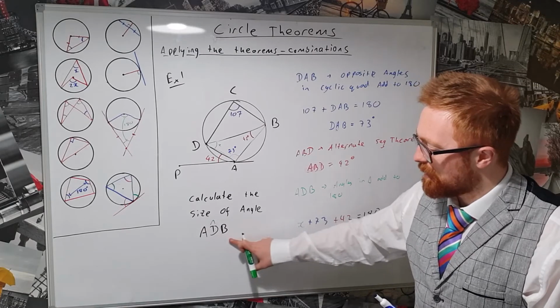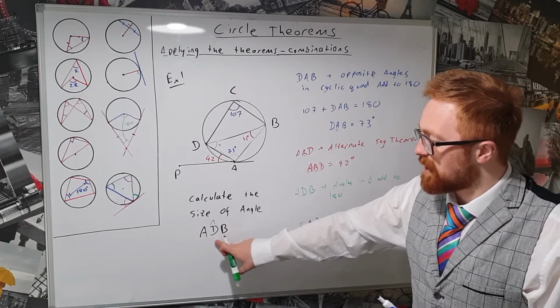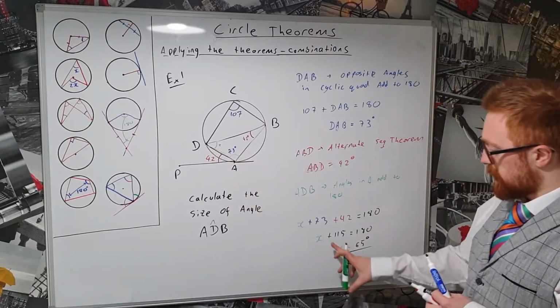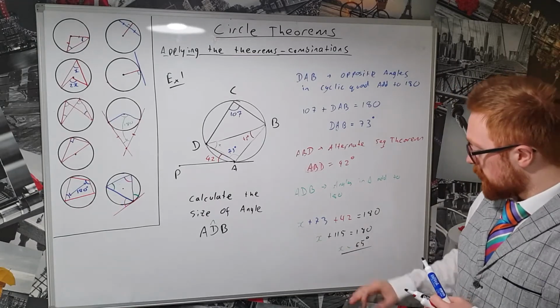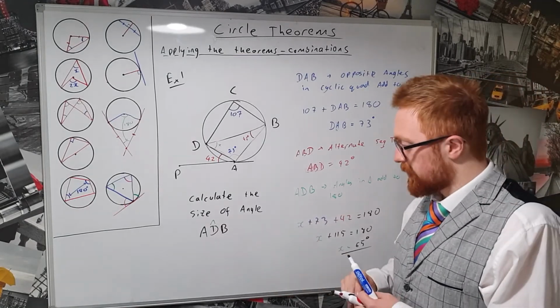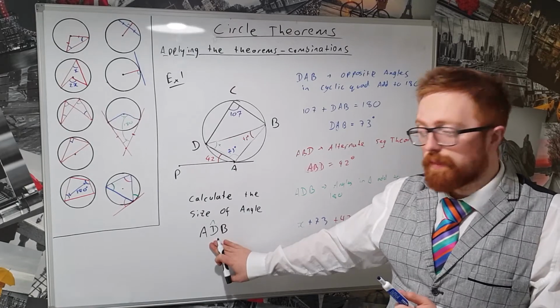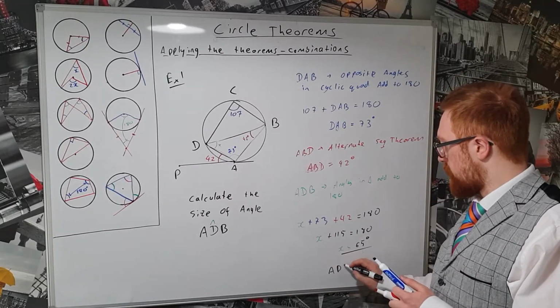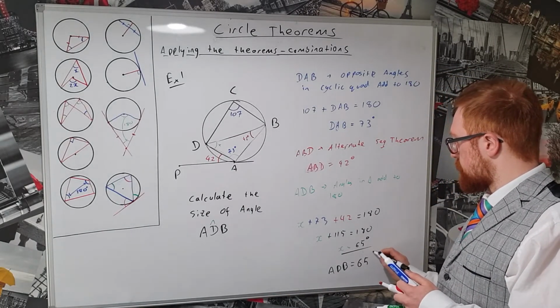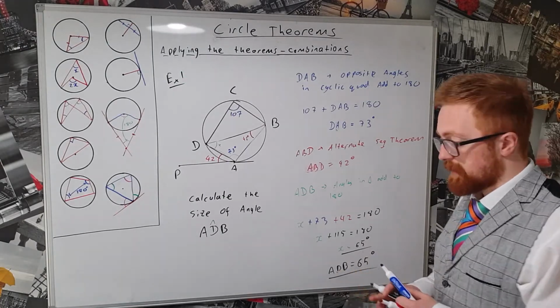Now remember, we need to write it. We've been asked for ADB, not x. X is something we've put in to make the algebra a little bit easier. So our final answer has to relate back to what is referred to in the question. So ADB equals 65 degrees.